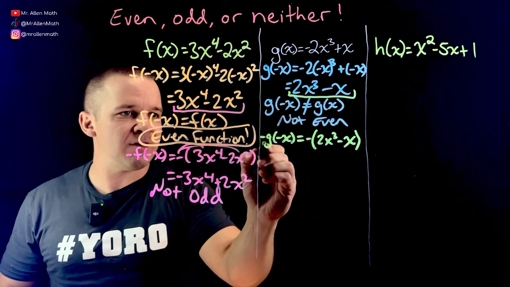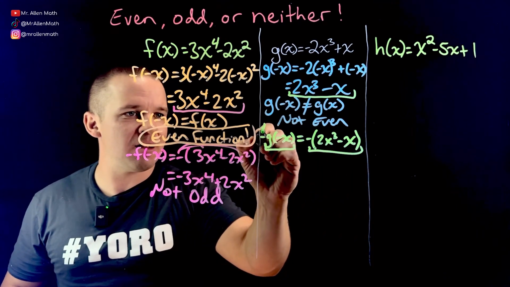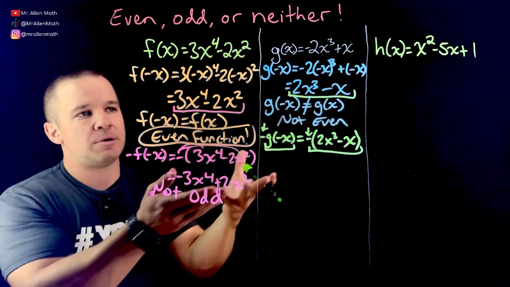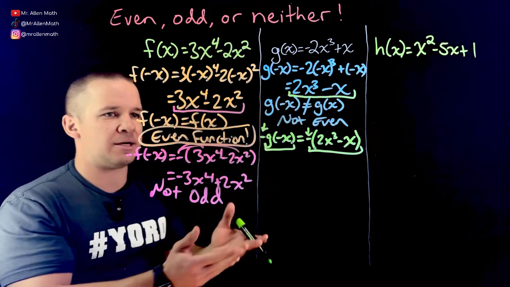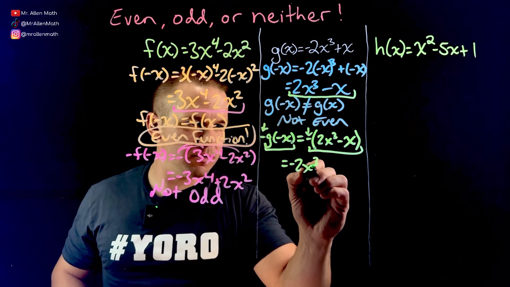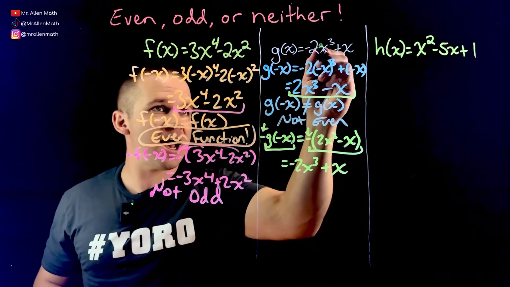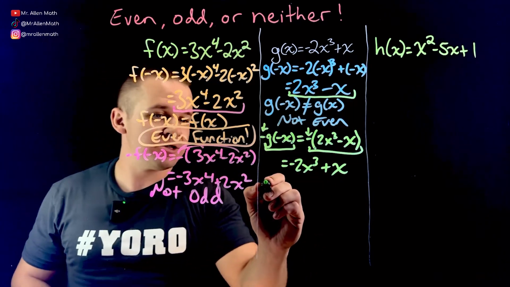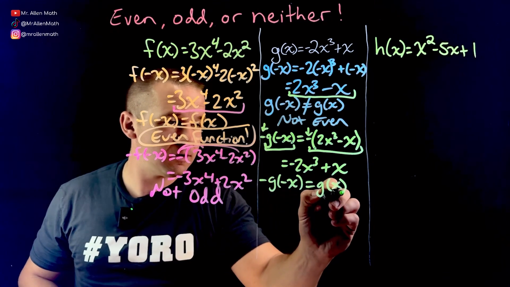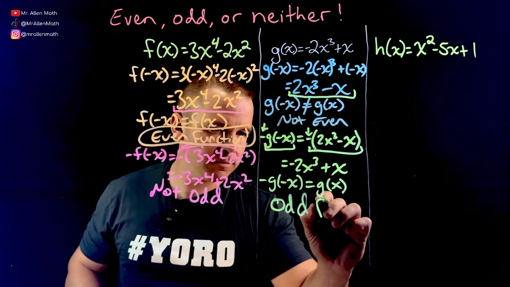I've got the g of negative x, this portion here, that's in parentheses right here. Then my negative is out in front. Cool? So that's why I like to do the even first, because I'm going to use it for my odd symmetry test. So now I have negative 2x cubed, and negative times negative is a positive x. That is the same as my g of x. So since negative g of negative x is equal to g of x, I know that I have odd symmetry, or it's an odd function.